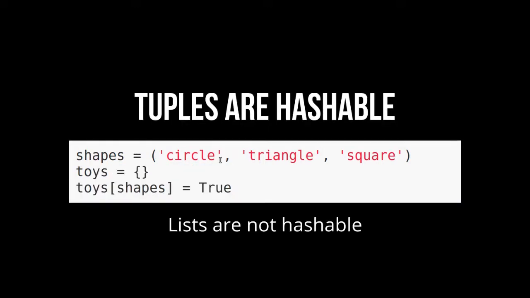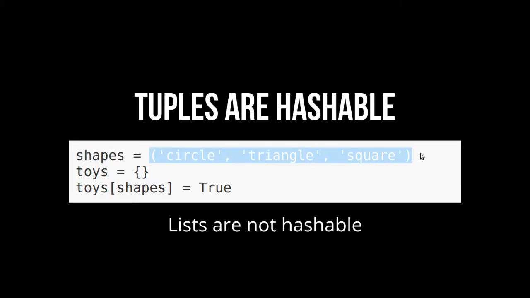Tuples are also hashable, though lists are not hashable. Sorry, I totally messed that up. I'm so sorry. So tuples are hashable, but lists are not. And so we're going to do a quick little example here, specifically because they're immutable, that they can be hashed reliably. So we've got our shapes, and once again, that same tuple we created before.